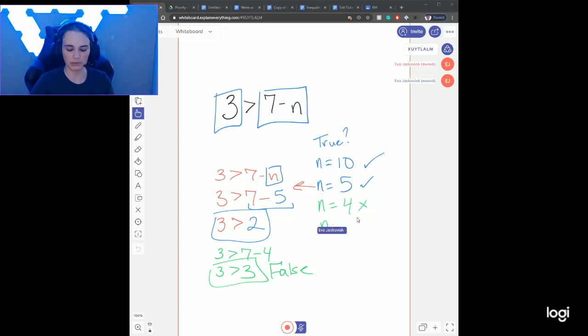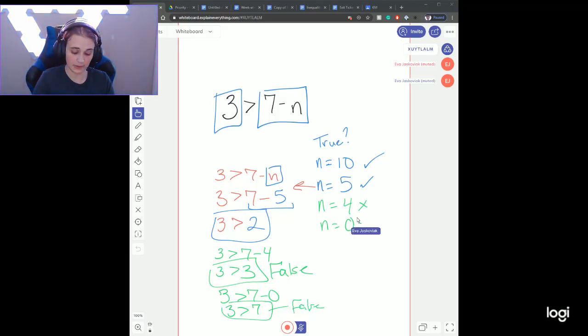What if n was equal to 0? 0 works. 7 minus 0 is 7. And last time I checked, 3 is not greater than 7. Which means that once again, we have a false statement. So we know that n can't be 4, and it can't be smaller than 4, but it can be 5, and it can be bigger than 5.